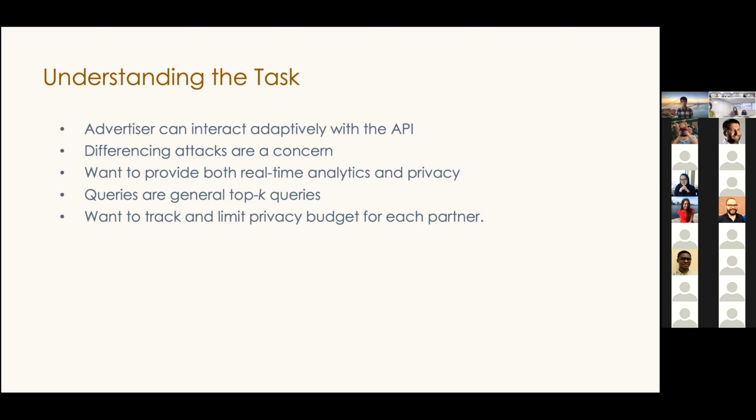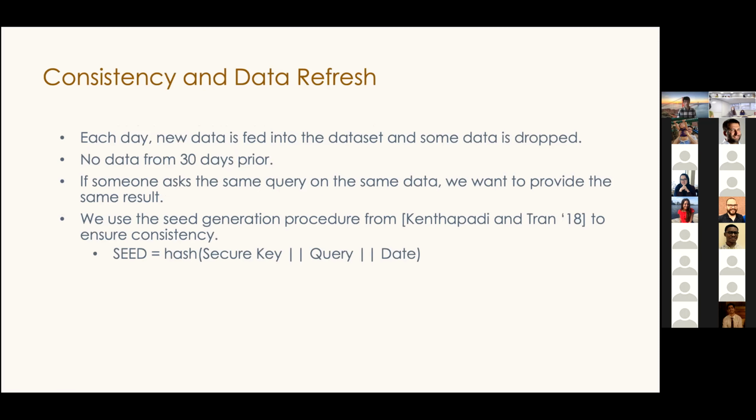Also, one thing to point out is that we want to be able to track and limit the privacy budget for each partner. It's not sufficient to just privatize each result, because an advertiser might ask lots of queries. Note that there's an assumption that partners will not collude with each other. We don't want one partner asking lots of queries and blocking other partners from accessing it. So currently it's only being shown to trusted external partners that are not going to share their results.